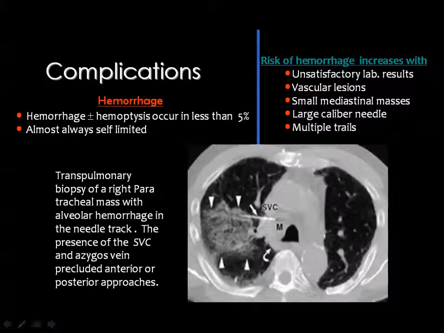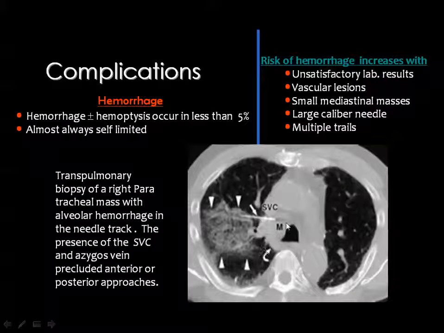Then hemorrhage is the second most common complication of transthoracic needle biopsies, and the risk of hemorrhage increases with unsatisfactory lab results, when the coagulation profile is not good. Other factors are biopsying vascular lesions, biopsying small mediastinal masses which are intimately related to the major vessels, the use of a large caliber needle, and of course multiple trials. And this is an example.